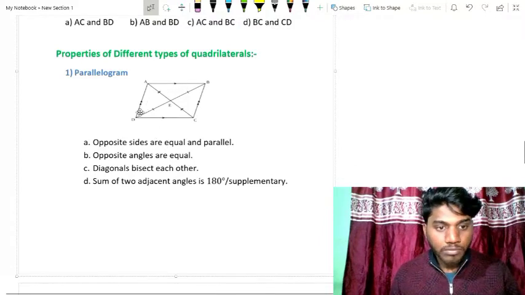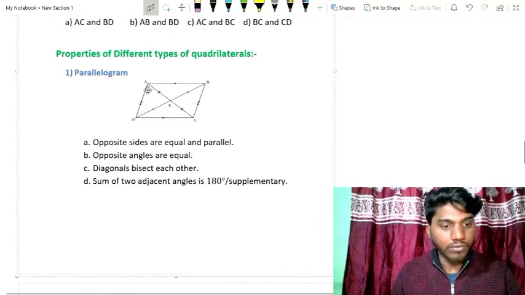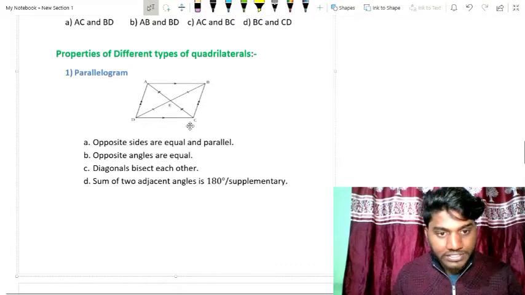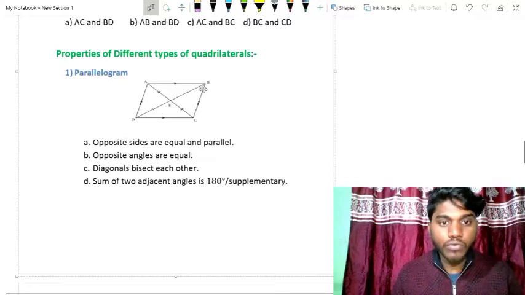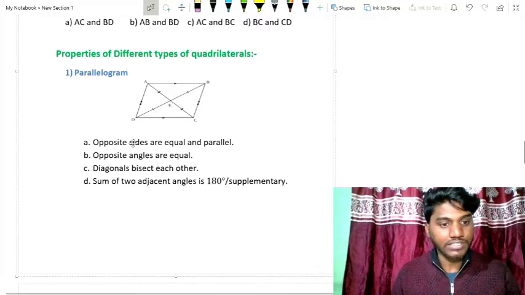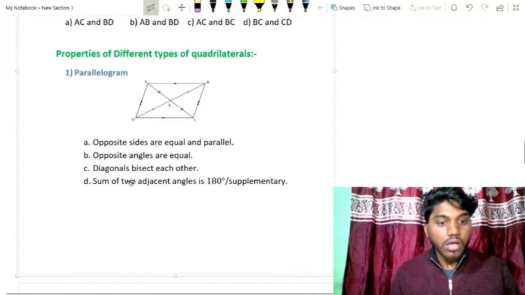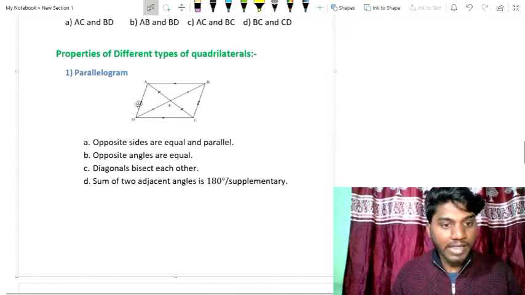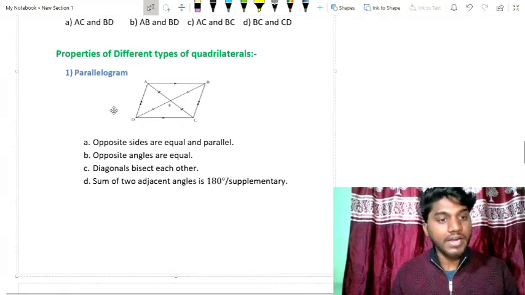Opposite angles are equal. Opposite angles means angle B and angle D are equal, or angle C and angle A are equal. Diagonals bisect each other, which means EA is equal to EC and DE is equal to EB. The sum of two adjacent angles is 180 degrees, or supplementary. Supplementary means 180 degrees. Then angle D plus angle A will be 180 degrees, or angle D plus angle C will be 180 degrees.